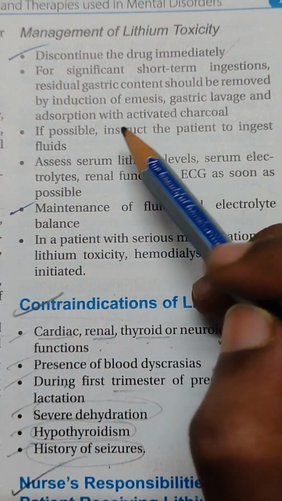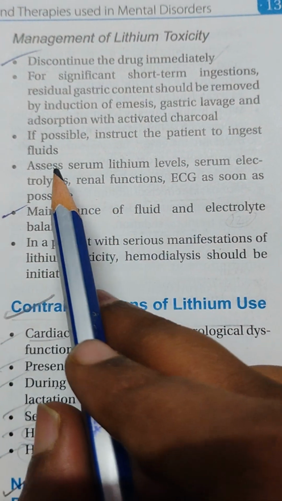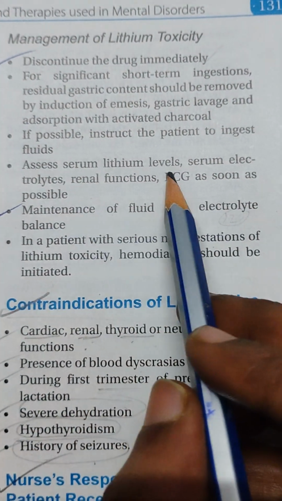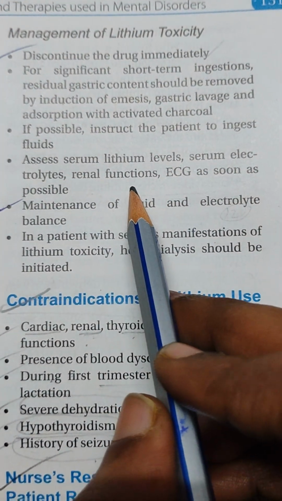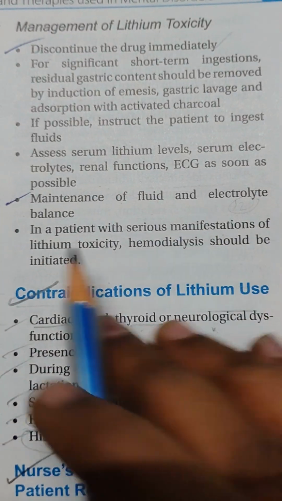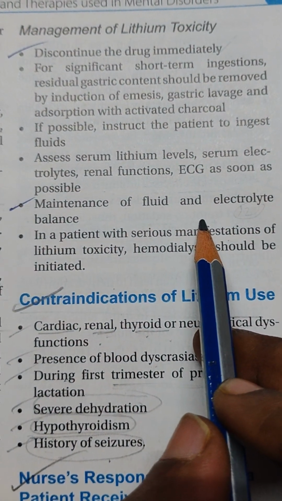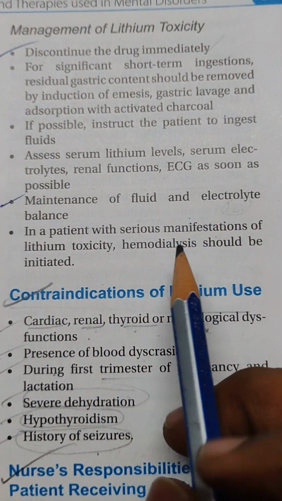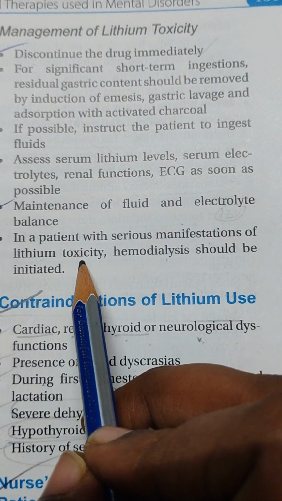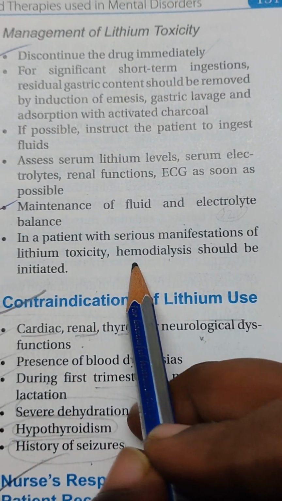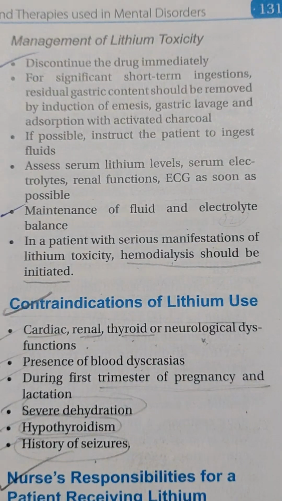Then next, if possible, instruct the patient to take in fluids. Then assess serum lithium levels, serum electrolytes, renal function, and ECG as soon as possible. Then maintenance of fluid and electrolyte balance is essential. If the patient has serious clinical manifestations because of this lithium toxicity, what do we have to do? Send the patient for hemodialysis.